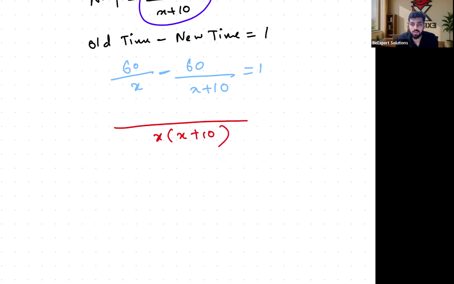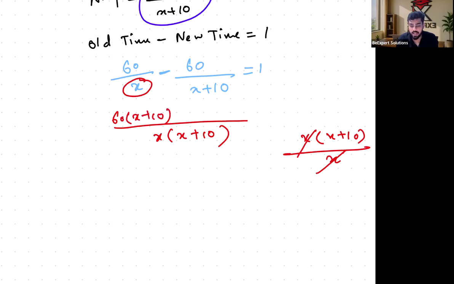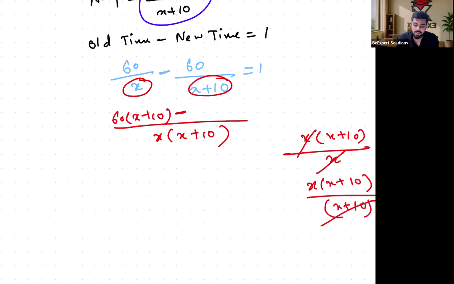Take the denominator of this and divide by the LCM. LCM is x plus 10. That's the LCM. You divide it by x, you cut this, you're left with x plus 10. That multiplies with the numerator like this. Minus sign again, as it is, x plus 10 divided by again the LCM here. So this is cut down, x multiplied by 60. So 60x is equal to 1.